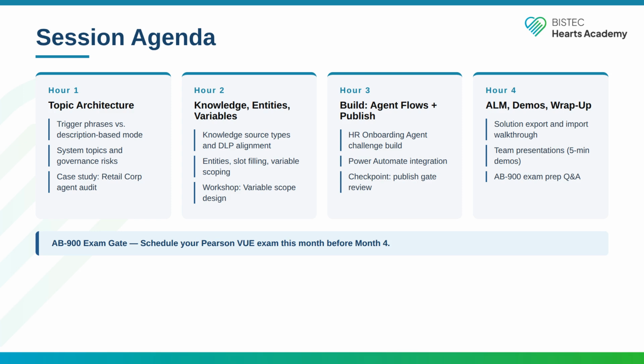Hour 2 moves into knowledge sources, entities, and variables, the information pipeline from external data sources into conversation state, and how variable scoping shapes agent behavior as conversations move between topics.